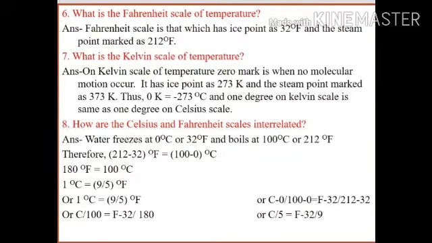So, 1 degree centigrade equals 9 by 5 degree Fahrenheit, or (C minus 0) divided by (100 minus 0) equals (F minus 32) divided by (212 minus 32), or C by 100 equals (F minus 32) by 180, or C by 5 equals (F minus 32) by 9. So, this is the relationship between Celsius and Fahrenheit scale.